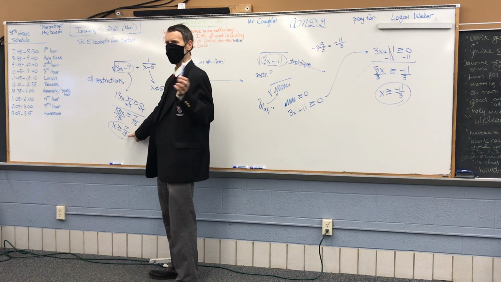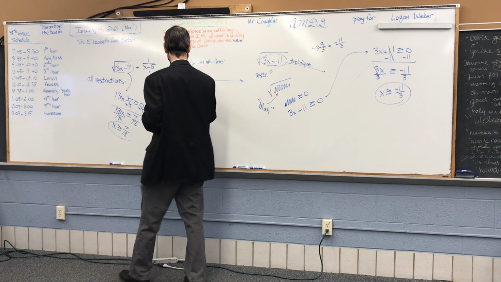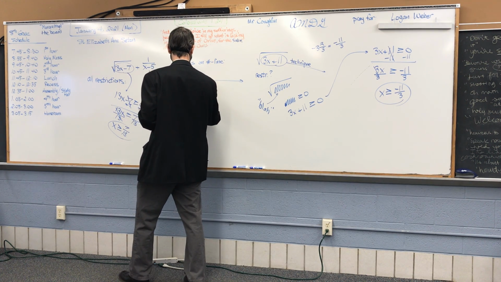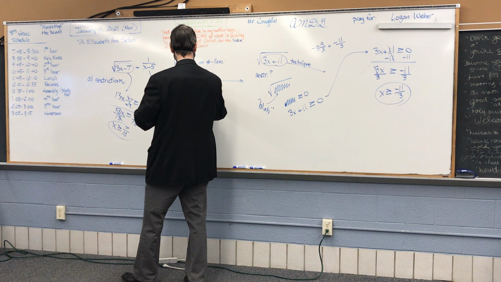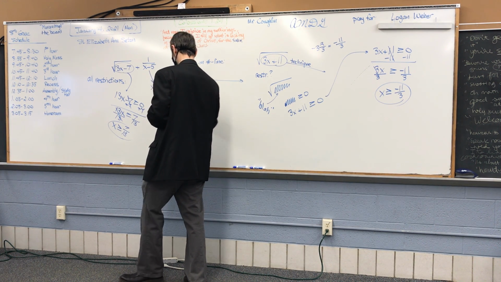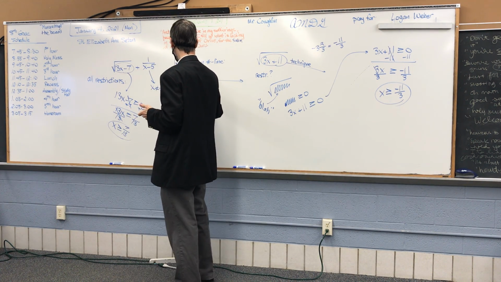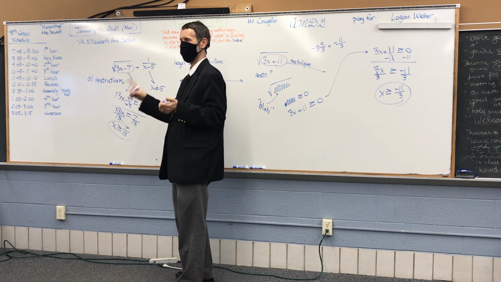7 over 13. Is that bigger or smaller than 1? Smaller. So let's just put a 0 here. Here's a 1. I'm going to put 7 over 13. I'm going to make it a solid dot. Remember that? If we got equals, it's solid. 7 over 13. And which way do I shade it? To the left or to the right?